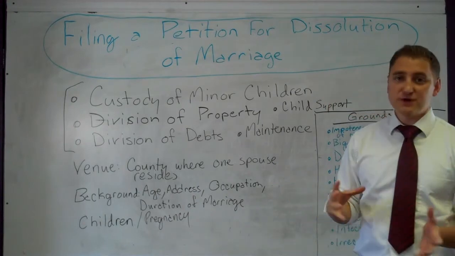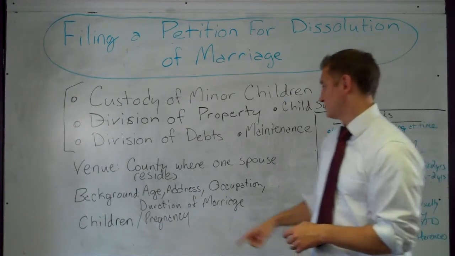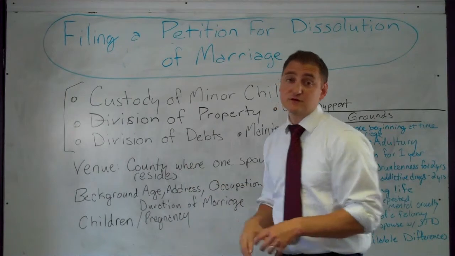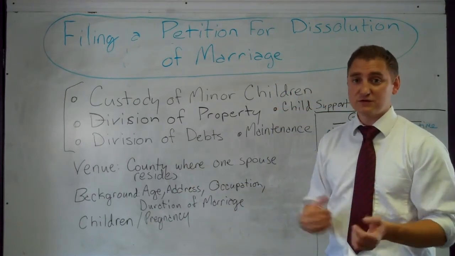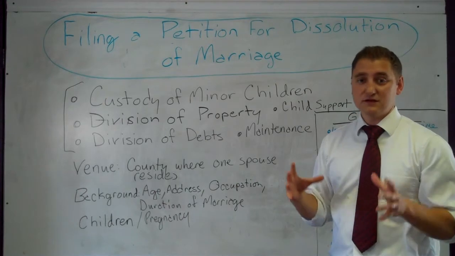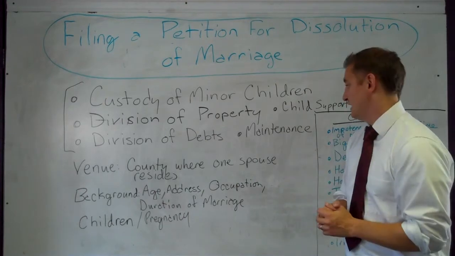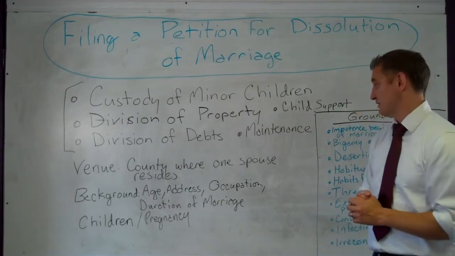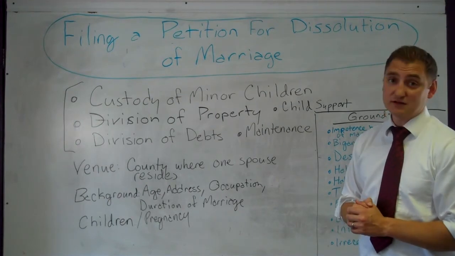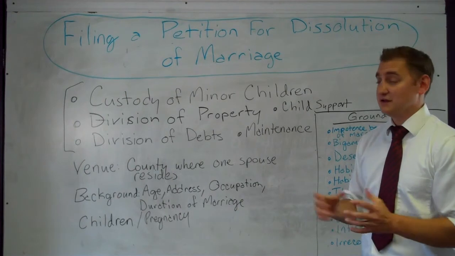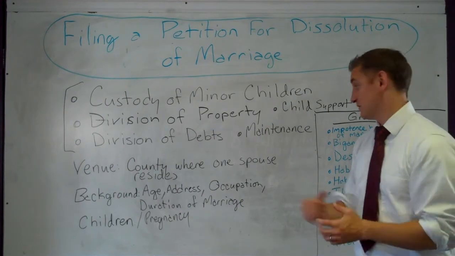So there's some information that needs to be included. One is that you have to show that you're in the proper venue. The venue is the court that the petition is filed in. So every county has its own different courthouse, and you need to be in the right state and the right county. You're in the right county typically if one of the spouses resides in that county and they've been domiciled in that county for 90 days. Domicile means that that's their residence.